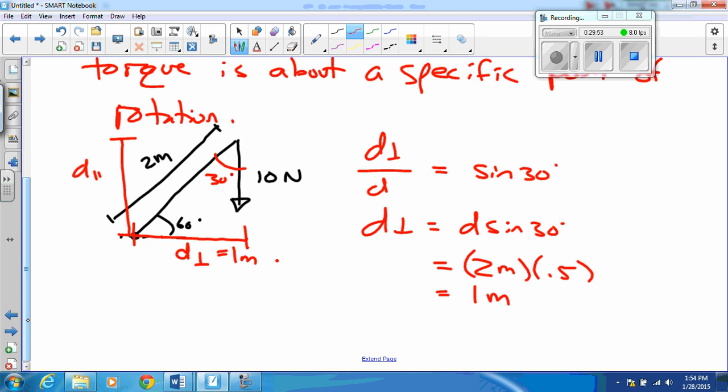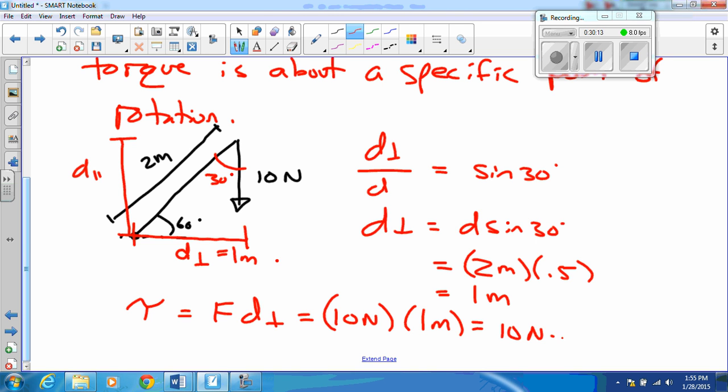Is it better to use sine of 30 than cosine of 60? Yes. Keeps your head straight on some things. Okay? So now the torque is equal to force times distance perpendicular, or 10 newtons times 1 meter, or 10 newton meters of torque, which is coincidentally the same as what we had for our meter stick.